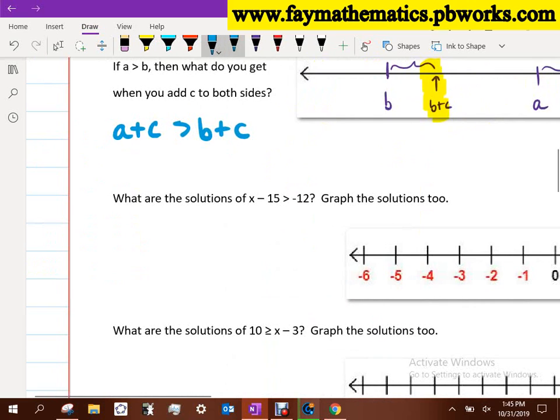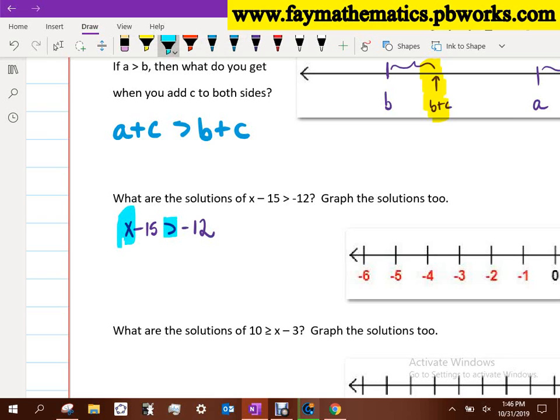Using that approach, if I have the inequality x minus 15 is greater than negative 12, and I want to solve that, I solve it just like solving any other equation. You want to isolate your variable term, right? We want to get that x all by itself.